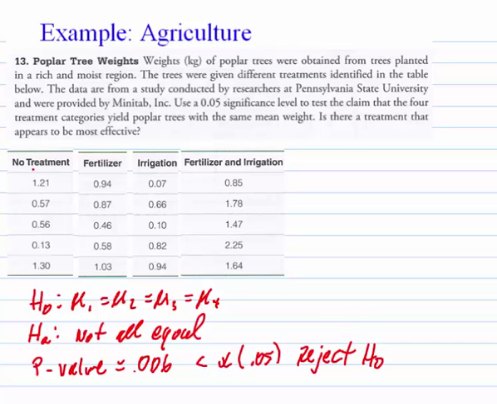And conclude that the means are not equal. So there does appear to be a treatment that is most effective, and that's fertilizer and irrigation, which looks about the best.